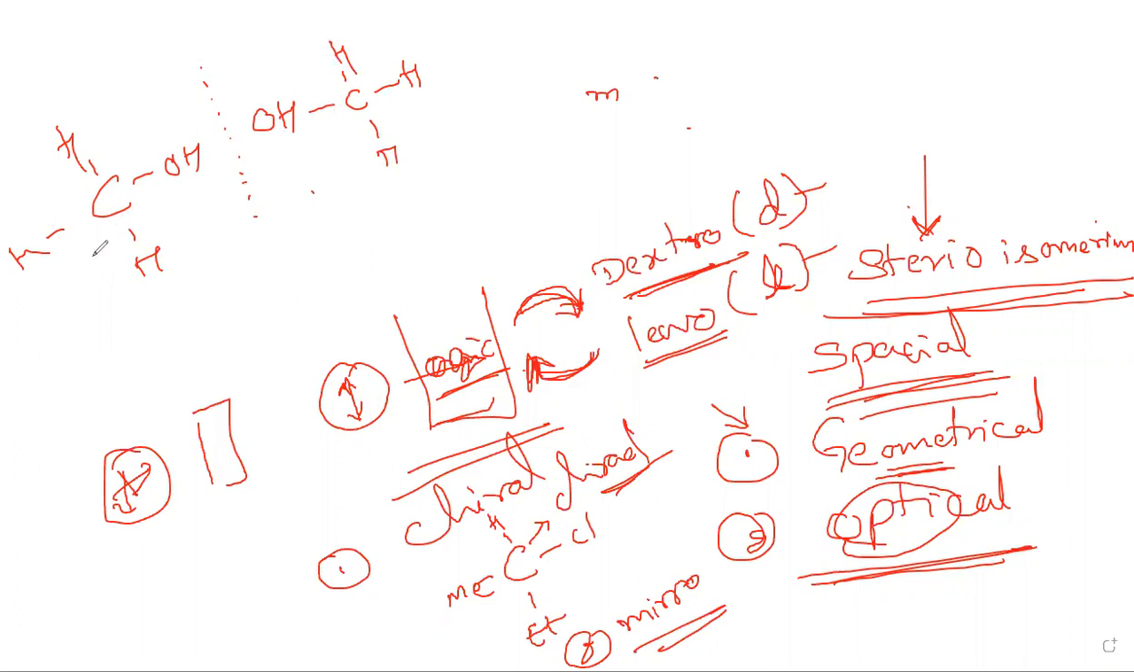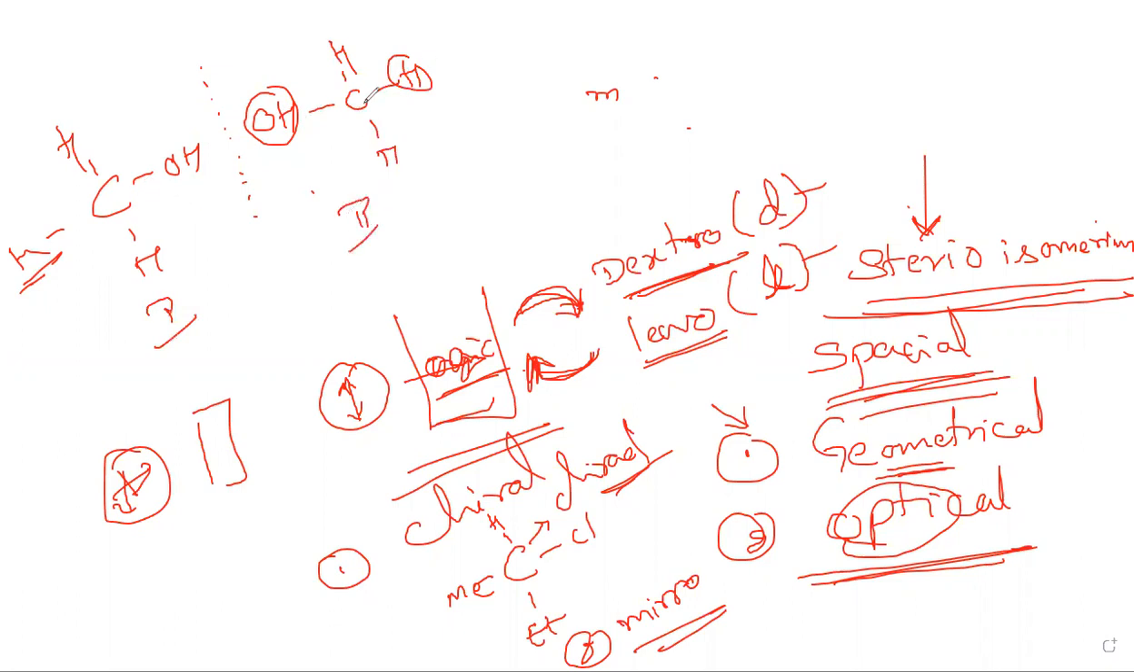So this is not superimposable. We cannot keep the same group on the same side. If we place carbon one above the other, then hydrogen will be on the right side and the hydroxyl group will be on the left side in this group one.